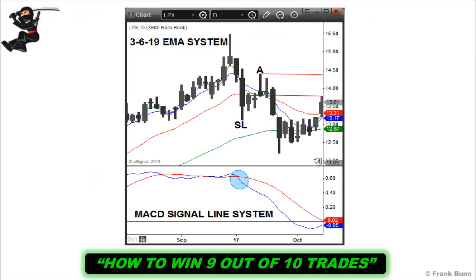In this example, we can see a 3-6-18 system signal in combination with an MACD signal line universal trigger. Technically, we also have a single 18 exponential moving average swing low pattern here. It just depends on how you analyze it. You'll learn more about the 3-6-18 system later. It is one of my favorite universal trigger setups.